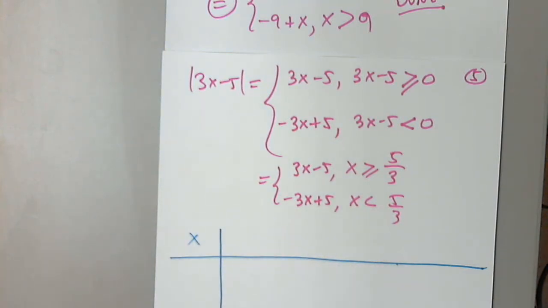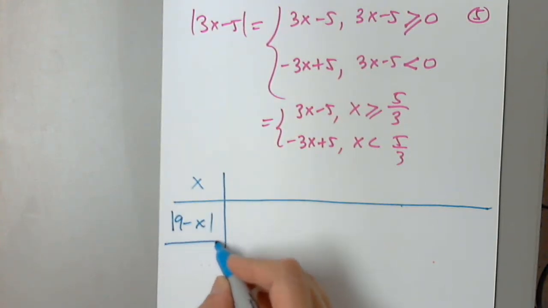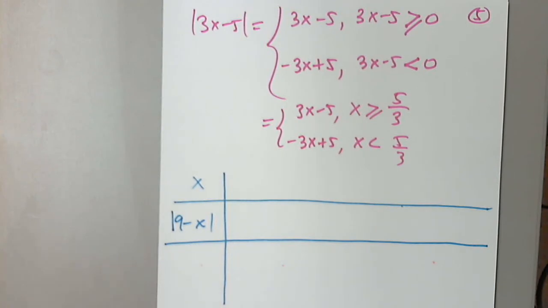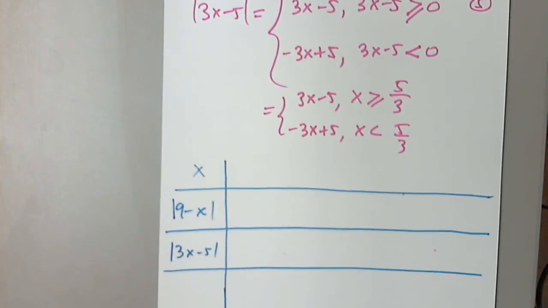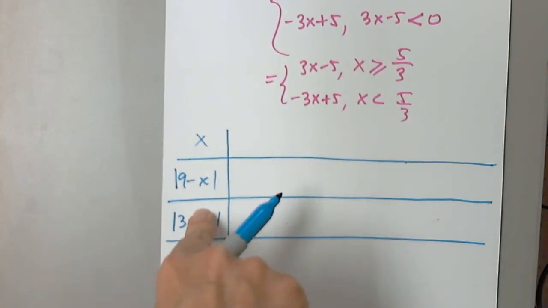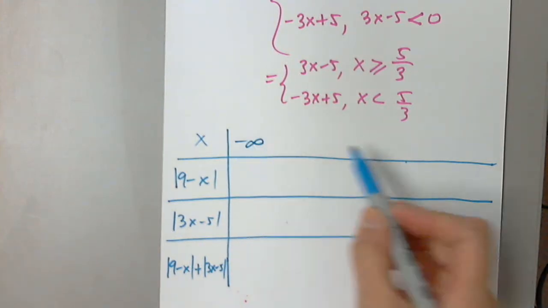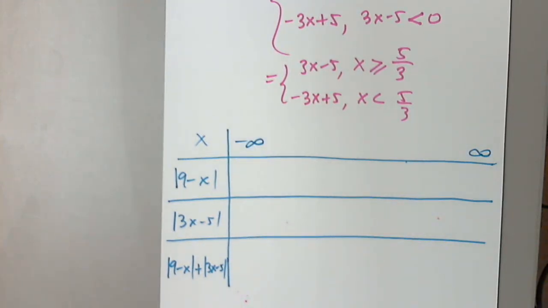X is the variable in the problem. 9 minus x is the first absolute value in the problem. The absolute value of 3x minus 5 is the next in line. And the last row is exactly what I'm interested in. I'm not interested in this. I'm not interested in this. But I'm interested in 9 minus x in absolute value plus the absolute value of 3x minus 5. Of course, x being our variable, it can be anything, any real number from negative infinity to infinity.